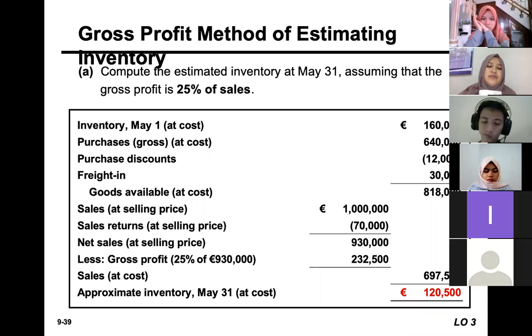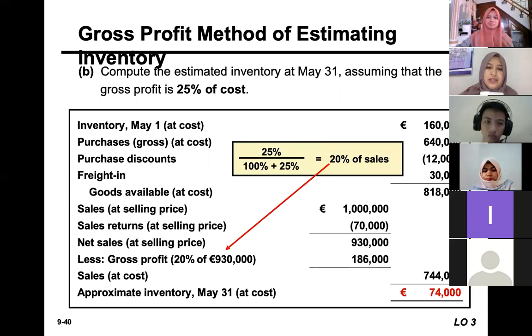And it gives us the gross profit on sales is 25%. So 25% times the net sales will give us the cost of goods sold of 697,500. So by that, we can calculate the ending inventory at the end of the month by reducing the cost of goods available for sale by the cost of goods sold.